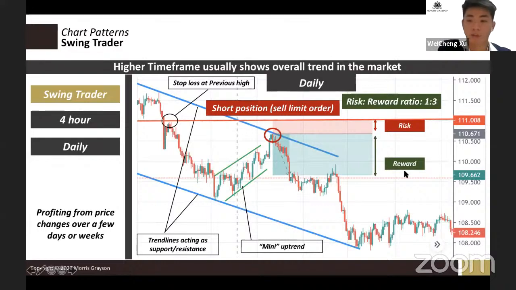111.008, while the take profit level is set according to the risk to reward ratio of 1:3, meaning that I am risking $1 to earn $3 profit. For this example, the price went back down all the way to the bottom trend line support level. If you want to be more aggressive in your trading, of course, you can aim for an even higher risk to reward ratio, maybe 1:5 or even 1:6 to lock in a higher profit for yourself.